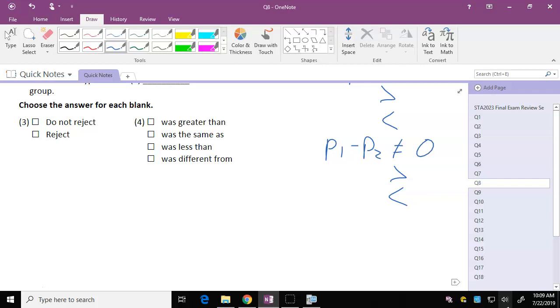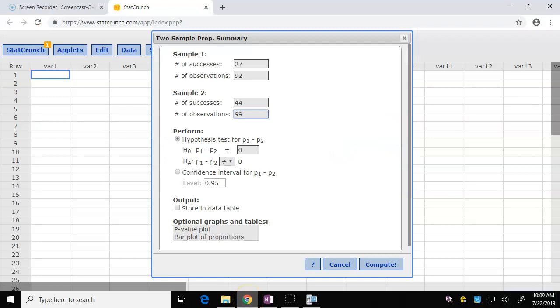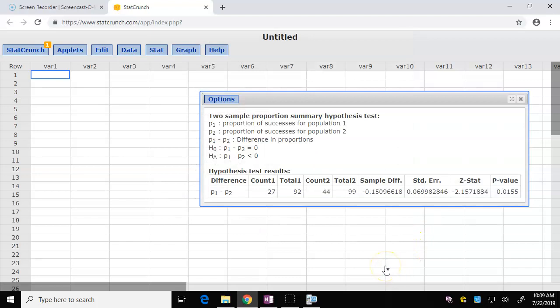Absolutely. So when we come back to our StatCrunch, we're doing hypothesis testing, so it's selected. Is the 0 okay for the null hypothesis? Yes. Is the not equal to okay? So it has to be a less than, right? Because that was our original alternative hypothesis symbol. So let's make sure I select less than. And now we're ready to go. Compute.